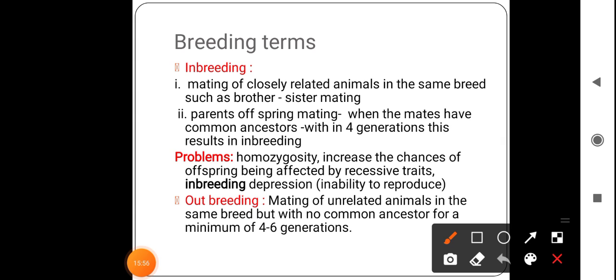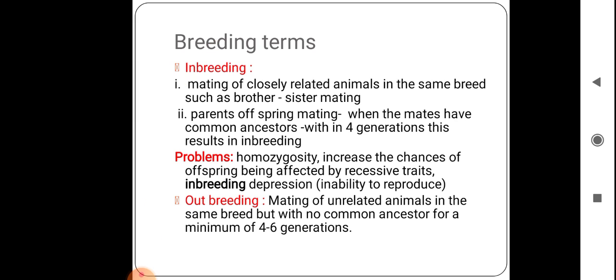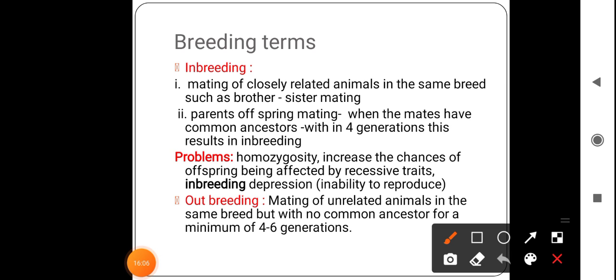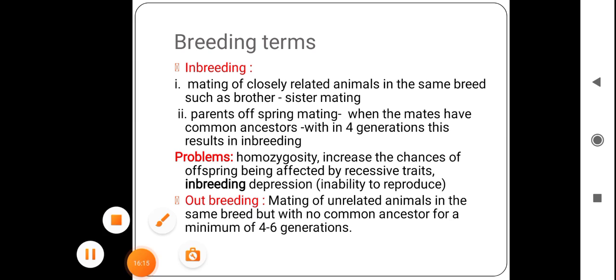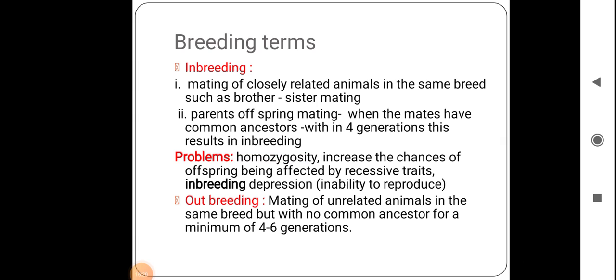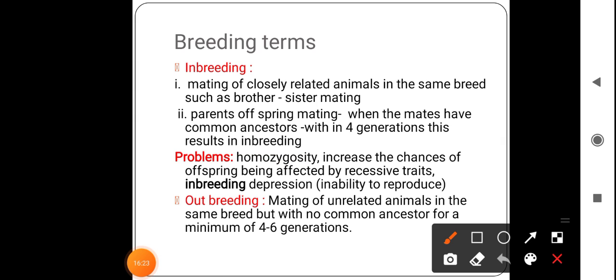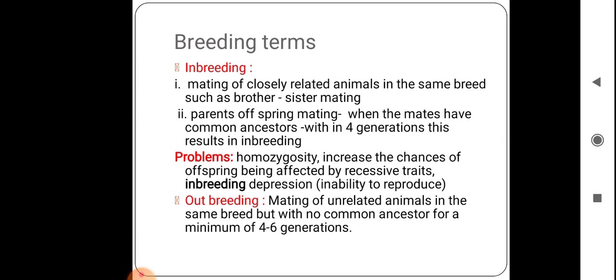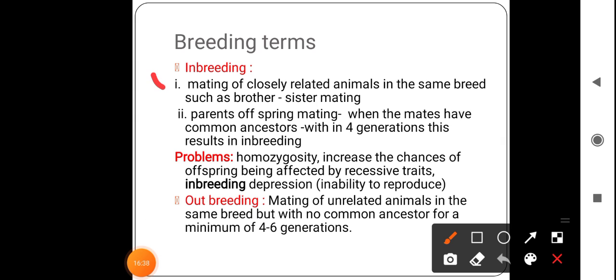Now, while doing this, there are two types of breeding: inbreeding and outbreeding. Inbreeding means the mating is done between closely related animals, like brother-sister mating, parent-offspring mating. But there is a problem in inbreeding, the problem of homozygosity, which increases the chances of offspring being affected with recessive traits. Inbreeding depression means it depresses the characters, inability to reproduce. So these are the problems associated with inbreeding.